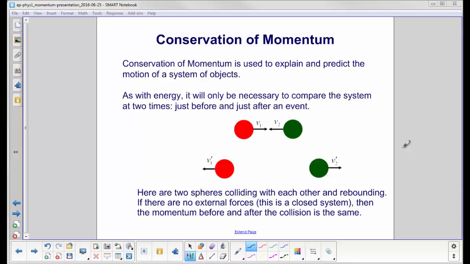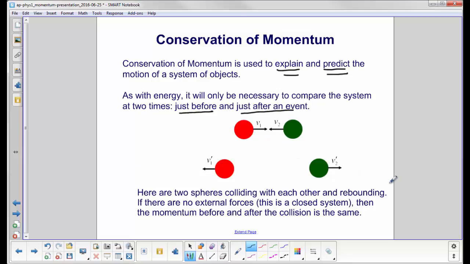Conservation of momentum is used to explain and predict the future motion of a system of objects. Frankly, that's a good summary for what physics does in general. As with energy, it will only be necessary to compare the system at two times, just before and then just after an event. So here we have two objects heading towards each other, one with velocity v1, the other with velocity v2. They collide, and then they move apart.